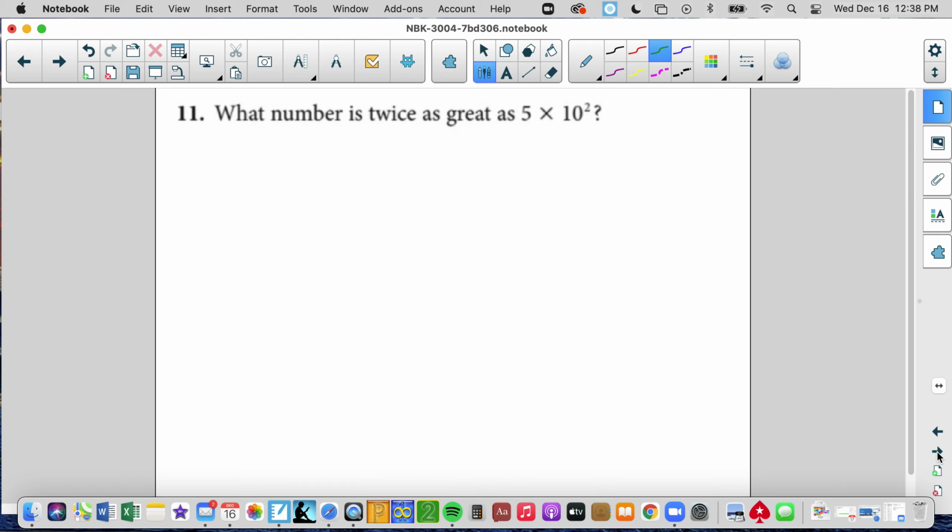What number is twice as great as 5 times 10 to the second? Oh. So if we have 5 times 10 to the second, that's 5. Put your decimal. You've got 2 zeros, 2 places, 1, 2. We add zeros in there. So that number is going to equal 500.